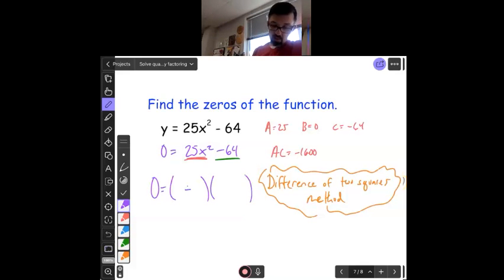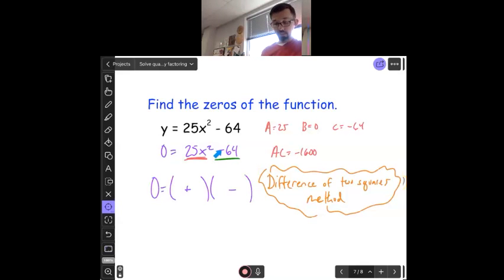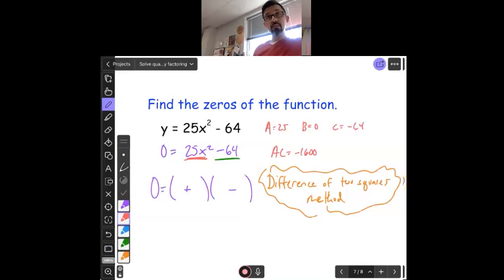So what we do is we write two sets of parentheses. One's going to have a plus, one's going to have a minus, because that's how we get a negative. The only way to get a negative is to have a positive and a negative. Then I ask myself, what times itself is 25x squared? 5x times 5x. What times itself is 64? 8 times 8. And I'm done factoring. That's it. But it's based on those having to be perfect squares, and that has to be a subtraction. It doesn't work if that's not a subtraction.